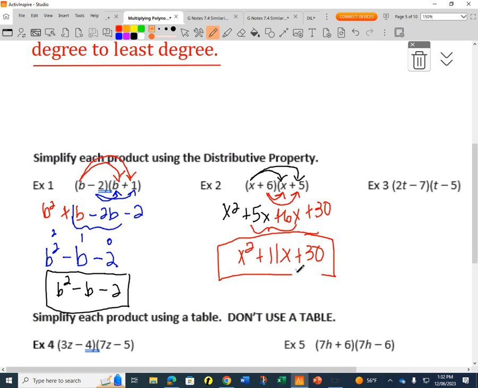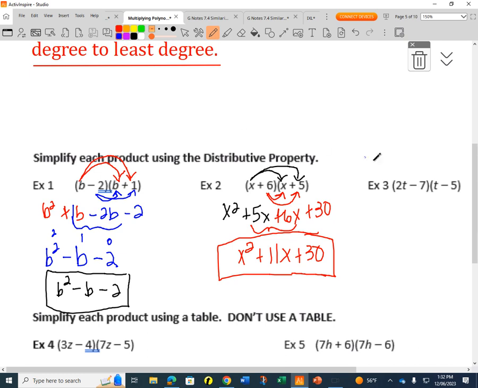Most of the time, y'all, they're going to be in standard form already. But that is something to check, especially if it looks wonky. If the variable is first and the constant is last in a binomial, when you distribute, it's going to put them in standard form. Okay?